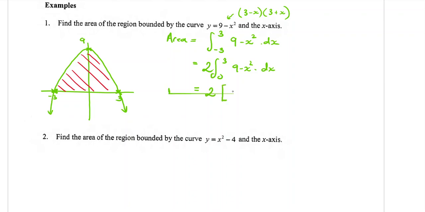Integrating 9, I get 9x, and then minus x cubed over 3. Close the square bracket between 0 and 3. Now I'm going to sub in. The 2 is still going to sit at the front. I'm going to keep my square bracket there. I'm going to have 9 times 3 minus 3 squared over 3. Then I minus and I sub 0 into everything. But the beauty of subbing 0 in is that everything is 0.